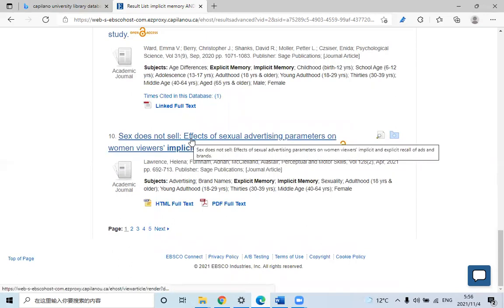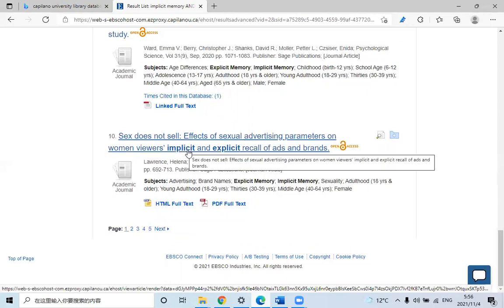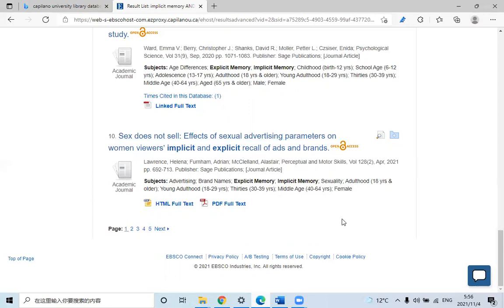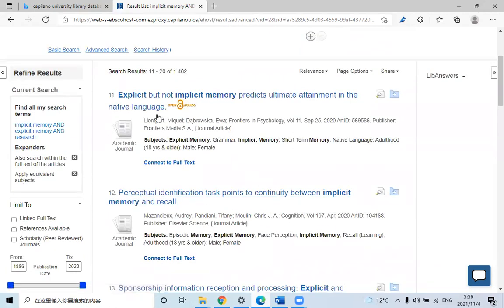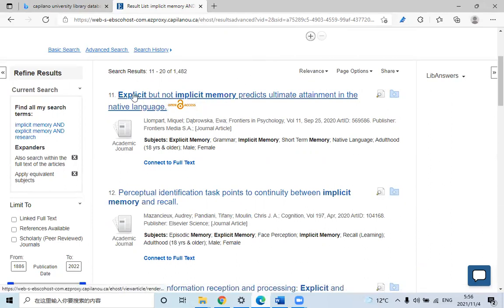This one tells me specifically and concretely about implicit versus explicit memory. Sex does not sell: effective sexual advertising parameters on women's implicit and explicit recall of ads and brands. Yeah, sounds interesting, but let's look at some more articles. Explicit but not implicit memory predicts ultimate attainment in the native language. It's implicit and explicit memory in language learning.